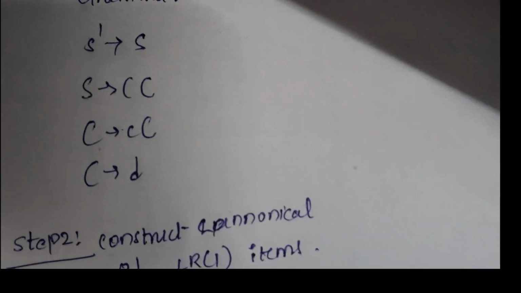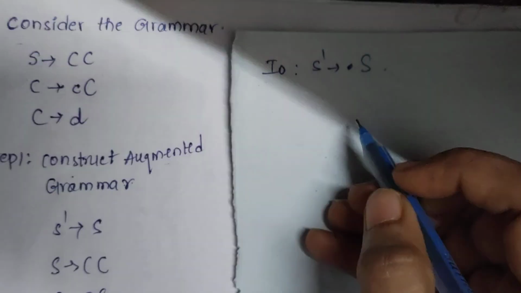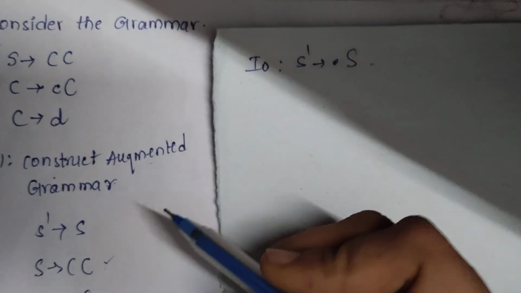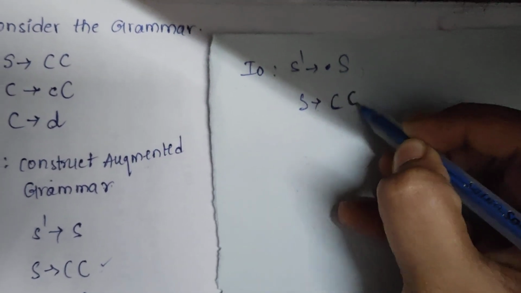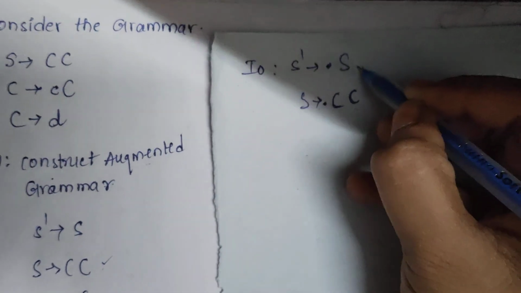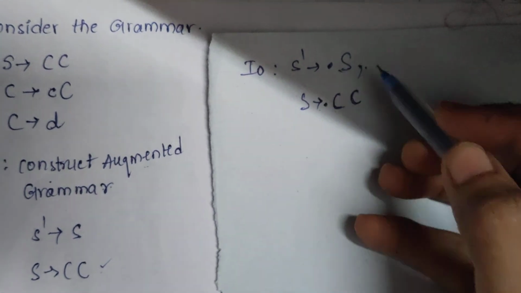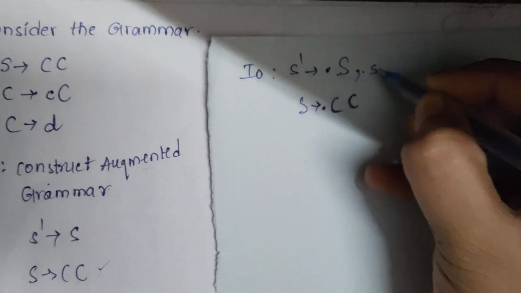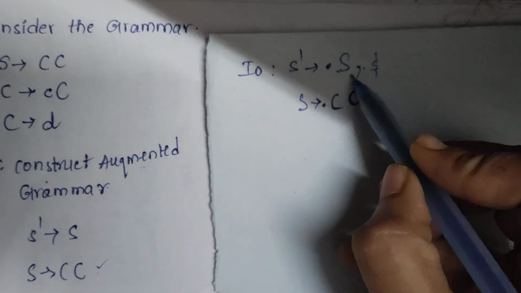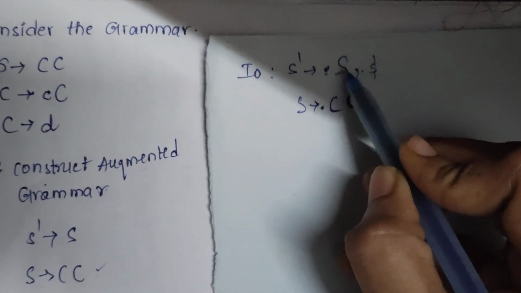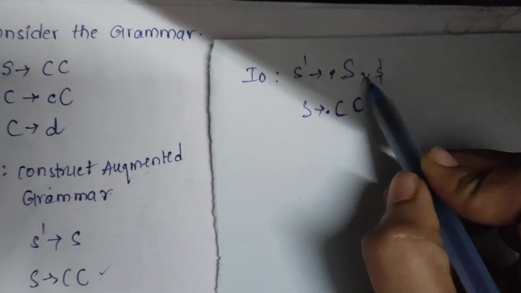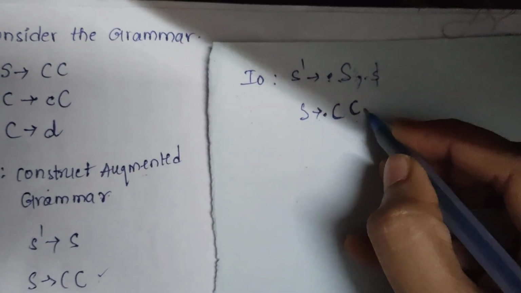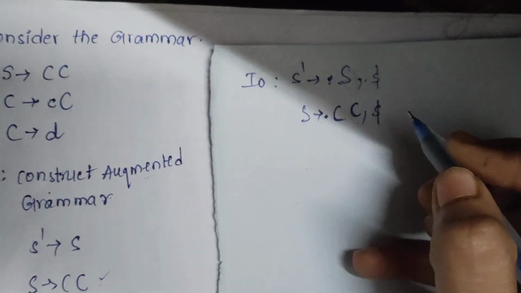What are the S productions? We write all the S productions. We have only one S production: S produces C C, and we just keep the dot before it. Now we need to calculate the look ahead symbol for this. Initially, for the starting one we have dollar. After the dot there is the non-terminal S, and beside it do we have anything? No, we don't. So we calculate first of dollar. First of dollar is dollar only.